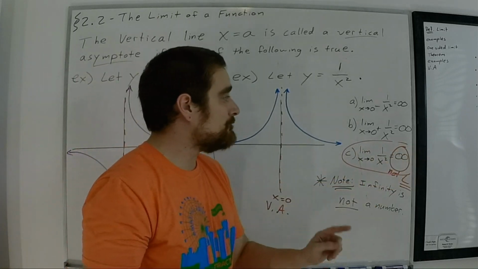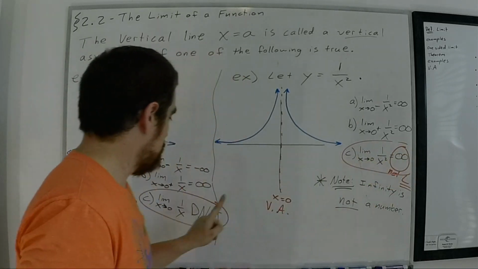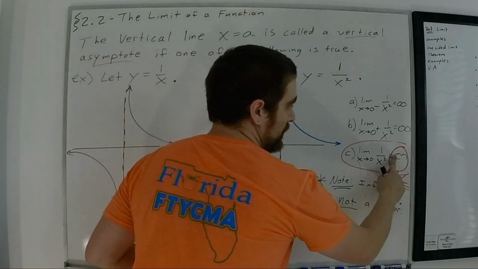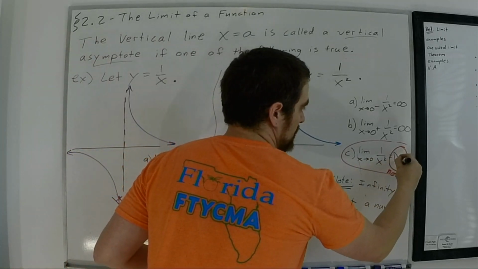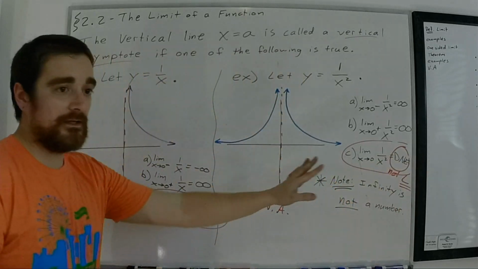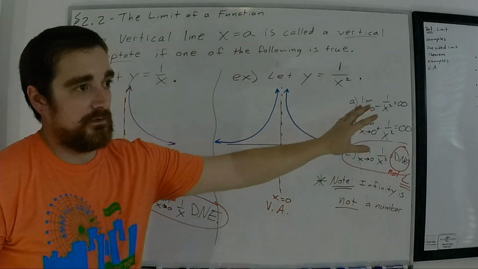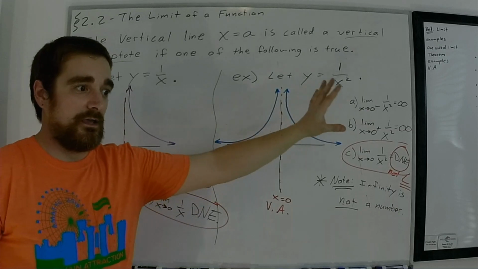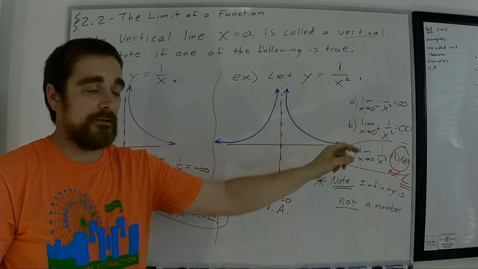And I have seen some people tell me that this also DNE. They won't put infinity here. They'll say does not exist. And I like that because it's consistent, right? Infinity's not a number, so I can't ultimately conclude that that's a number.